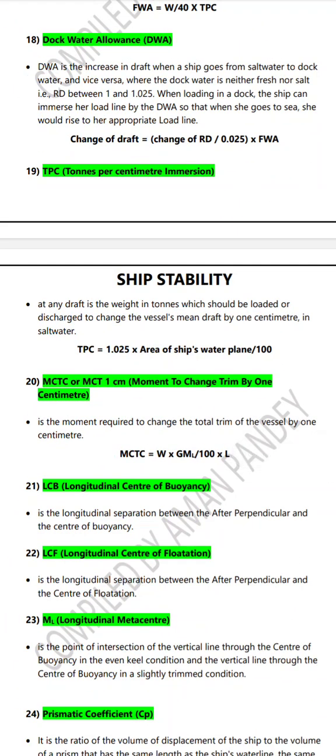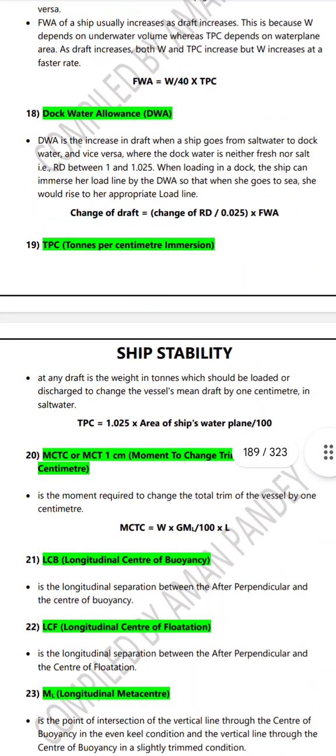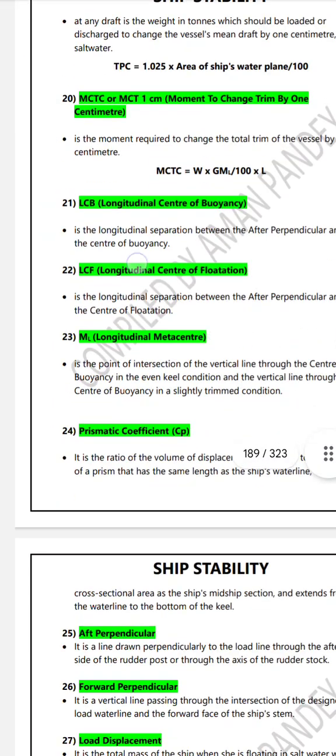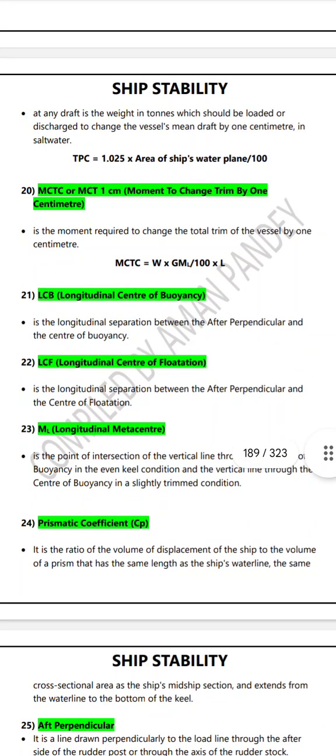Dock water allowance is the change of RD divided by 0.02 when a ship goes from salt water to dock water and vice versa. Dock water allowance, salt water to fresh water allowance. TPC at any draft is the weight in tons which should be loaded or discharged to change the vessel's mean draft by 1 centimeter.